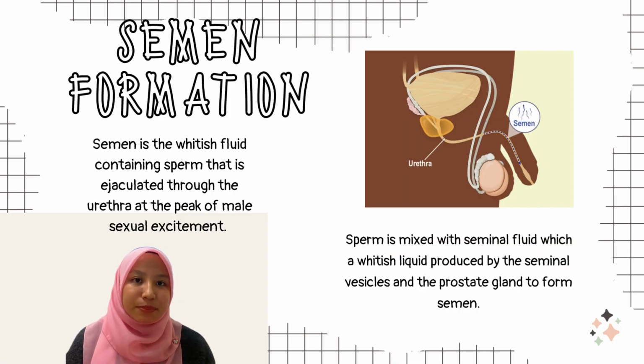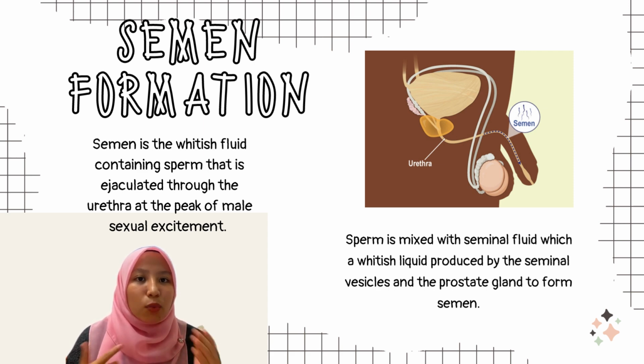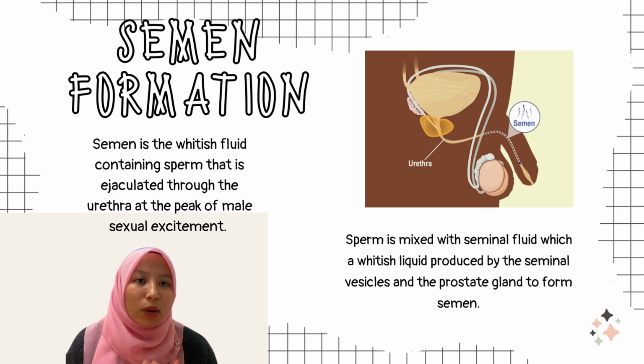Next, talking about the sperm, it is closely related to semen formation. Semen is a whitish fluid containing sperm that ejaculated through the urethra at the peak of male sexual excitement. When a man is stimulated for sexual activity, the sperm are mixed with seminal fluid, which is a whitish liquid produced by seminal vesicle and the prostate gland to form the semen. As a result of the stimulation, the semen, which contains up to 500 million sperm, is pushed out of the penis through the urethra.